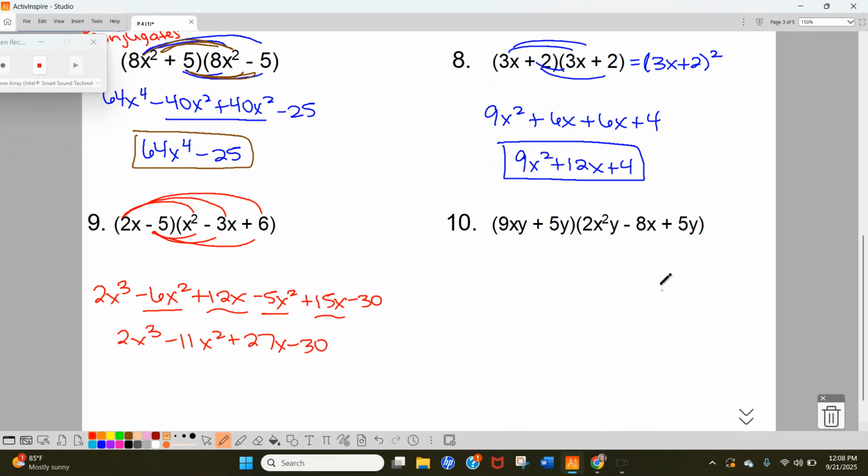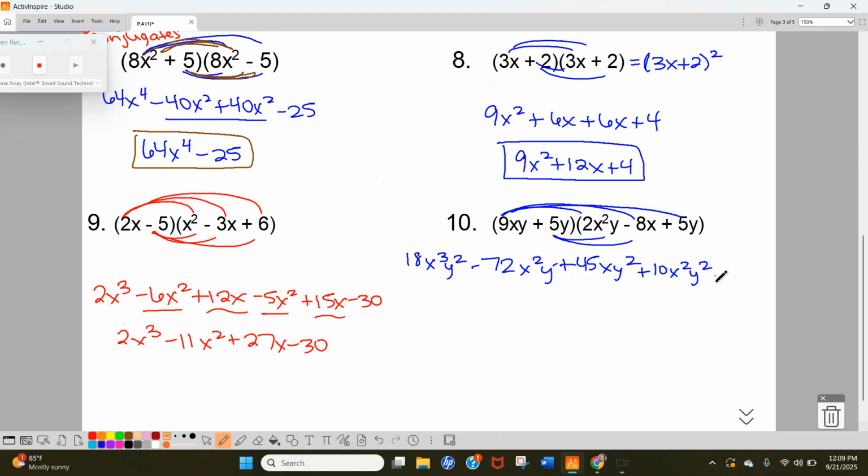All right, number 10. Let me switch colors because I'm going to have to squish them kind of together. So this would be 18x to the third y to the second. This would be negative 72x squared y. This would be 45xy squared. Then we come back and do it again with the 5y, so 10x squared y squared, and then minus 40xy and plus 25y squared, and I don't see any like terms.